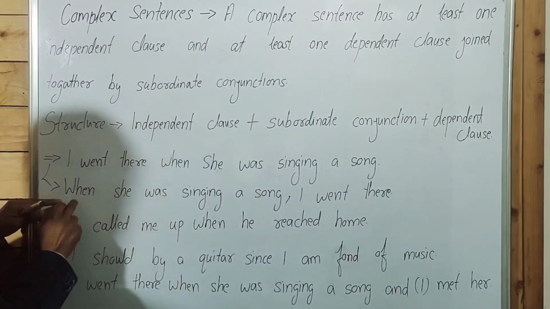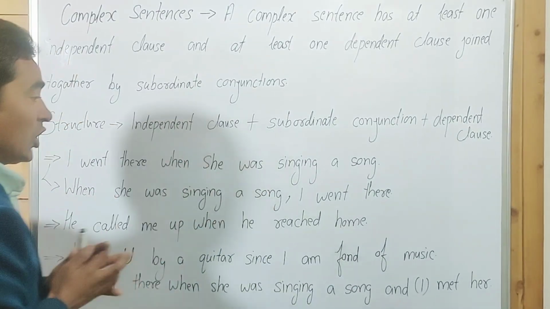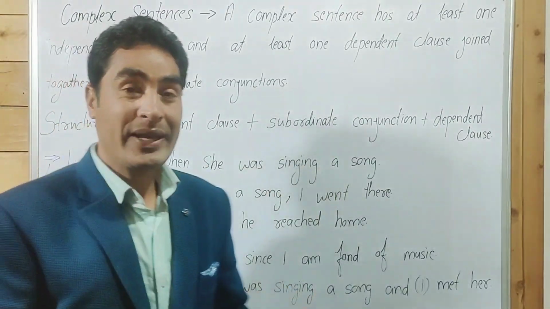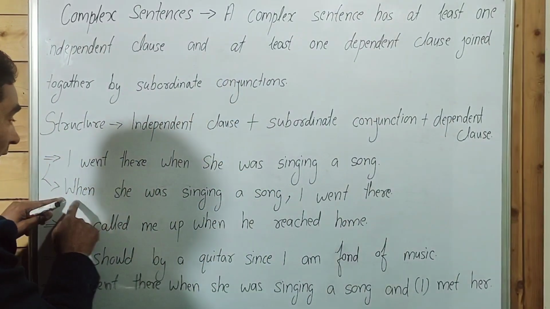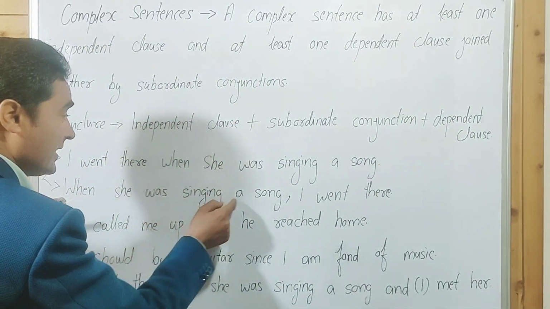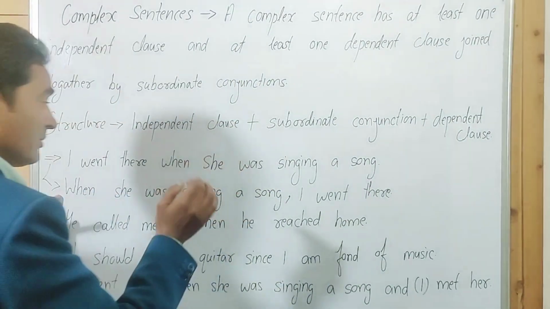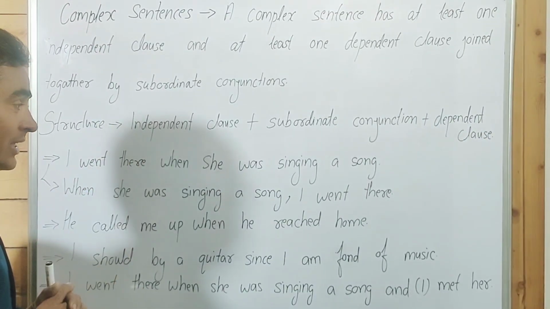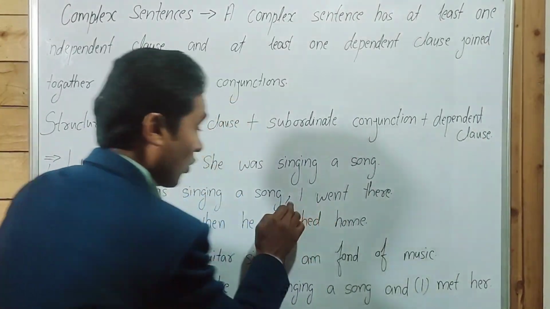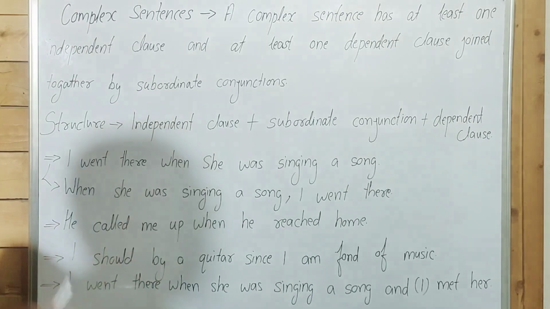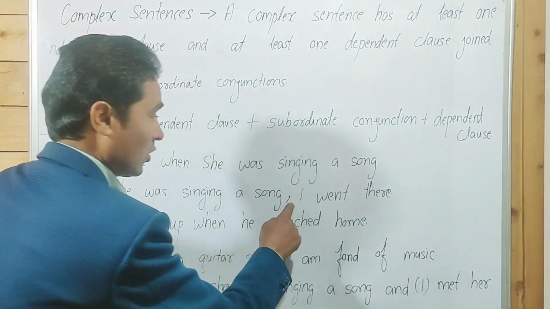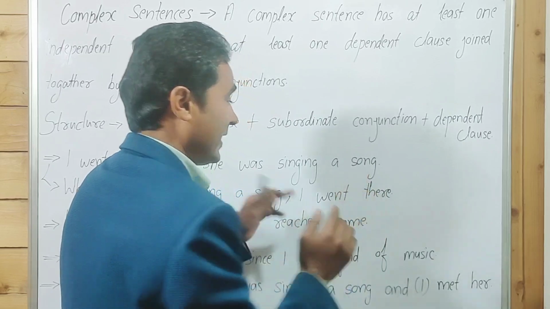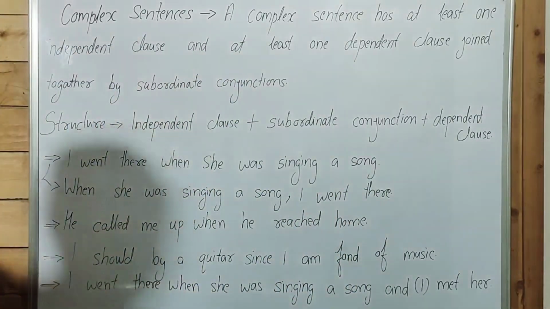This sentence can be written: when she was singing a song, I went there. We can swap the clauses. When she was singing a song is a dependent clause, and after that, a comma. Guys, point to be noted: when we swap clauses, we have to use a comma. After the comma, I went there is an independent clause.